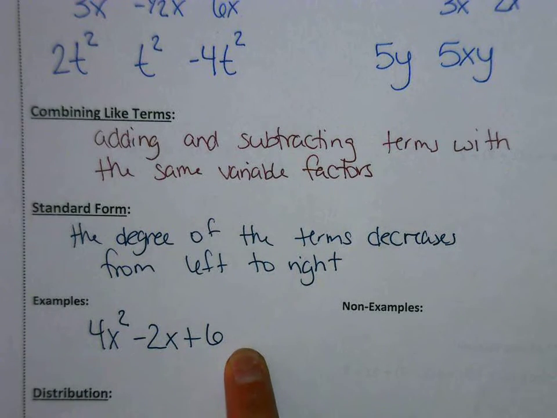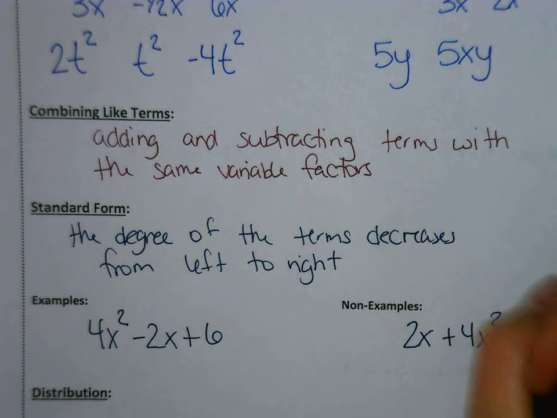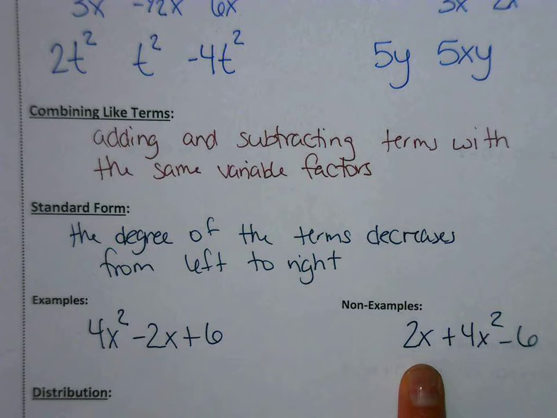A non-example would be if we had 2x plus 4x squared minus 6. This is not in decreasing order because we have a degree of 1 and then a degree of 2.